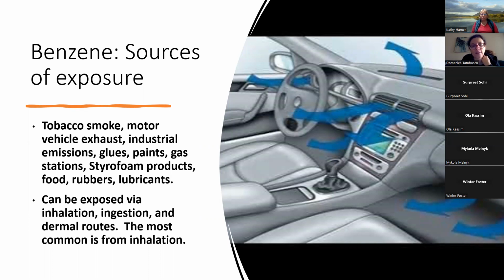Rubbers, lubricants, and therefore, as mentioned, you can be exposed via inhalation. Ingestion is another. Well, actually, ingestion is not as common, but yes, you can get it through foods. And then the dermal route, which is the least common, but the most common is inhalation, as mentioned. Next slide, please.